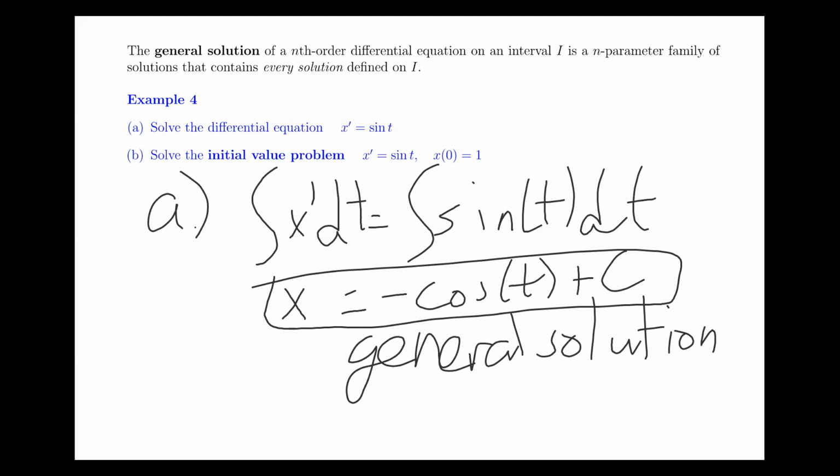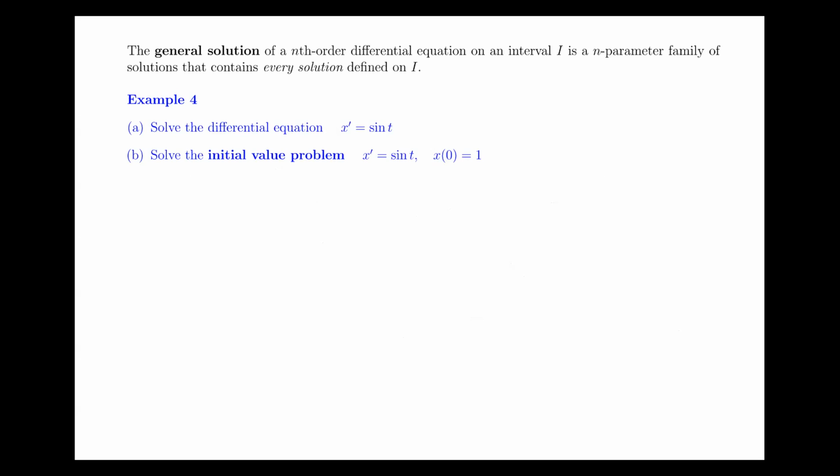Now we want to continue on and solve the initial value problem. So in other words, if we happen to know some value, such as x of 0 is 1, then we can solve for our c here and get a specific equation instead of the general solution. So let's do that for part B.